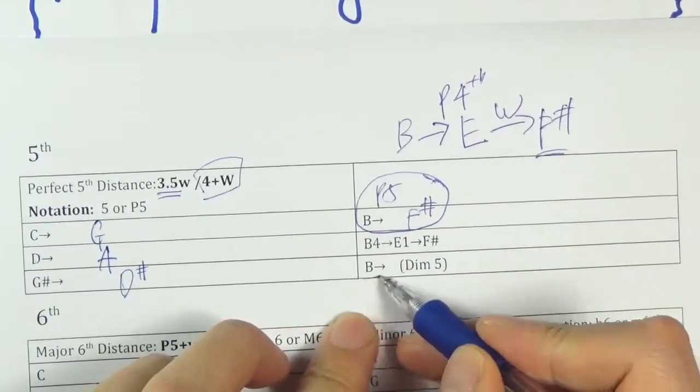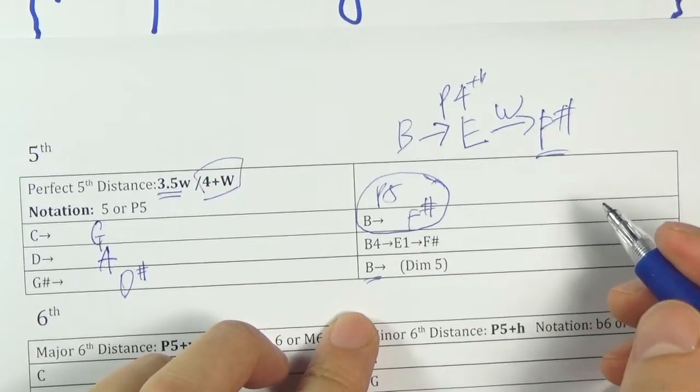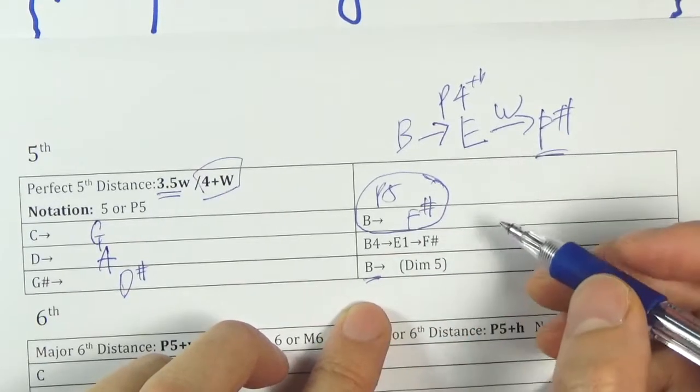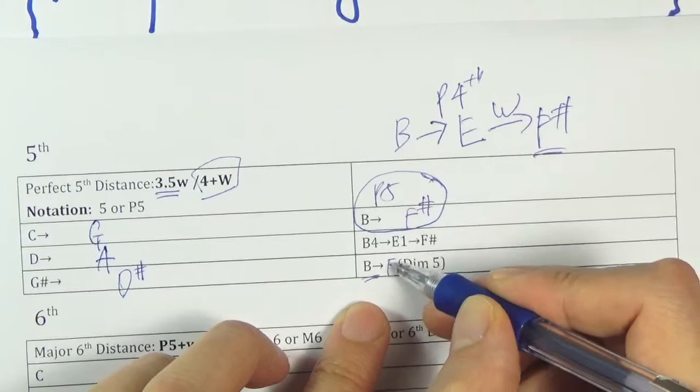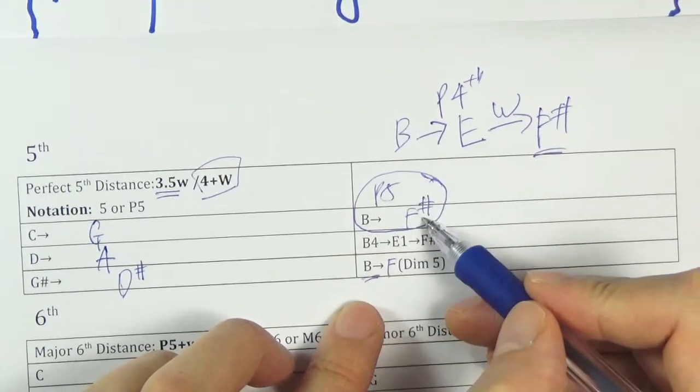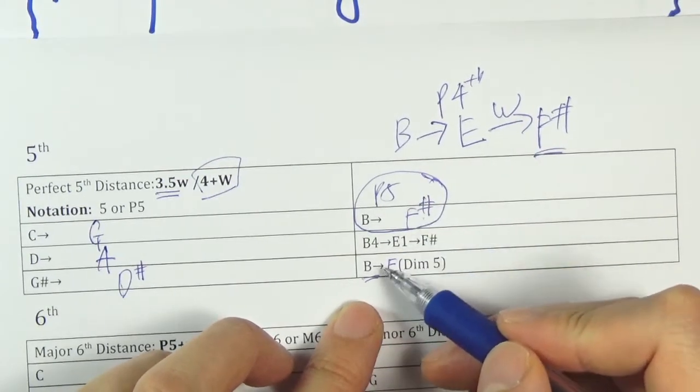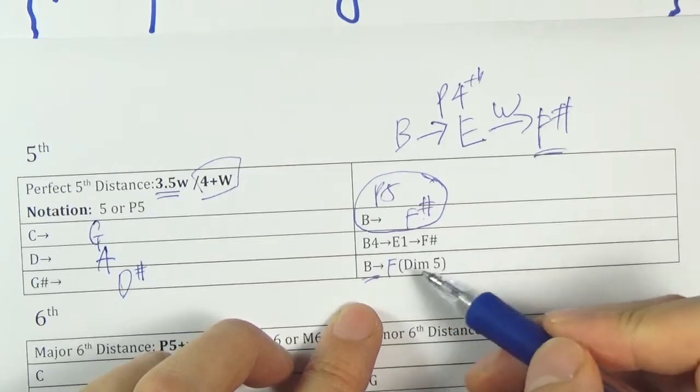So B, okay, right now, let's try to find the diminished fifth, okay? So B, C, D, E. Let's grab the F first, okay? So F sharp would be your perfect fifth. So if I lower that to an F, that should be our diminished fifth, okay?